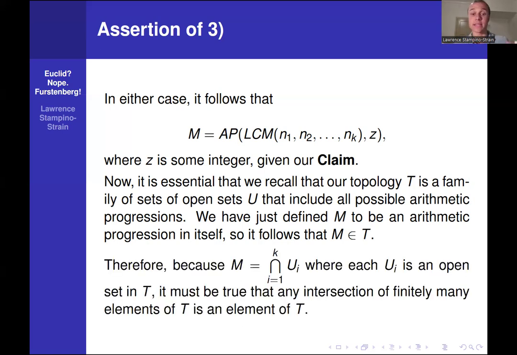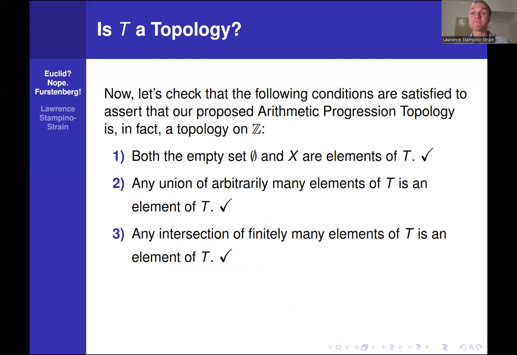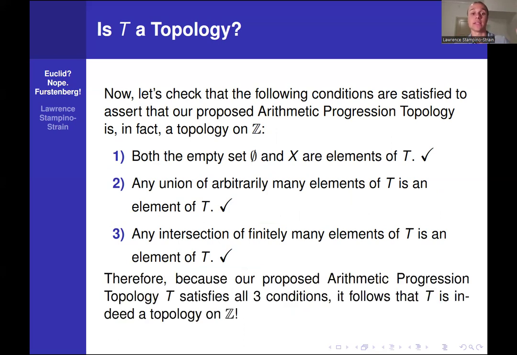Therefore, because M is the finite intersection of all U_i, where each U_i is an element of T, an open set in T, it must be true that any intersection of finitely many elements of T is an element of T. So we can put a check mark by our third condition, and so we've shown that T is indeed a topology on the integers Z, right? Because the arithmetic progression topology T satisfied all three conditions of what a topology is.